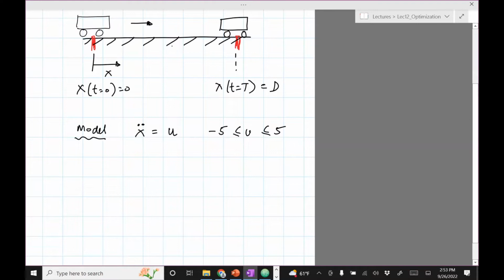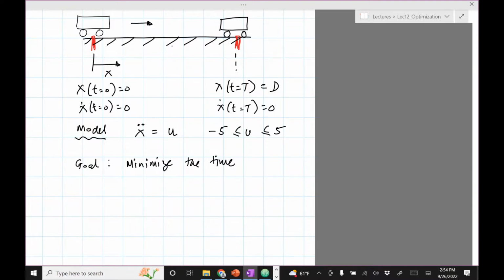Okay, and your goal is to minimize the time. And I forgot to say here that since it's a stop sign, you better stop. So the velocity should be 0.